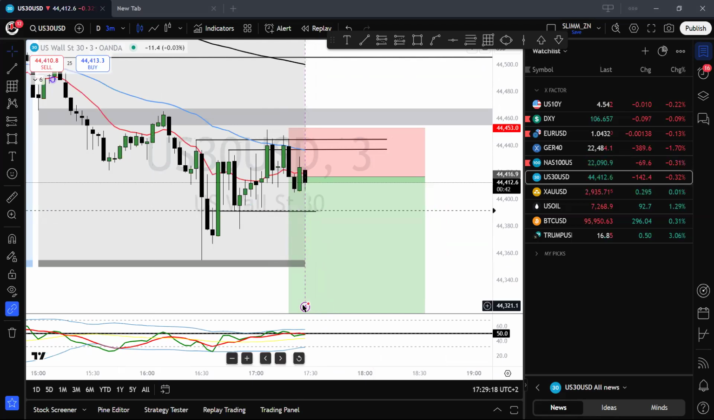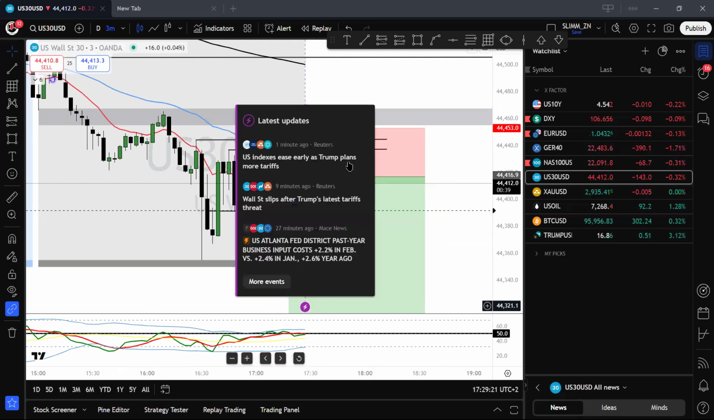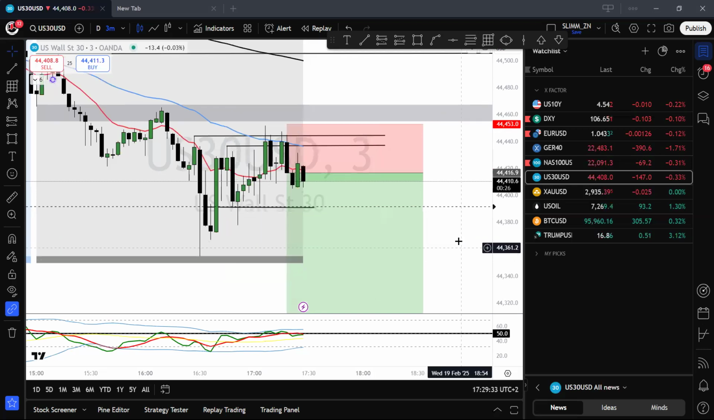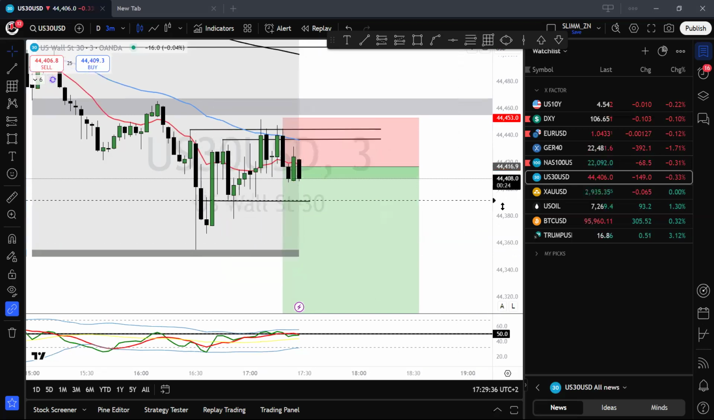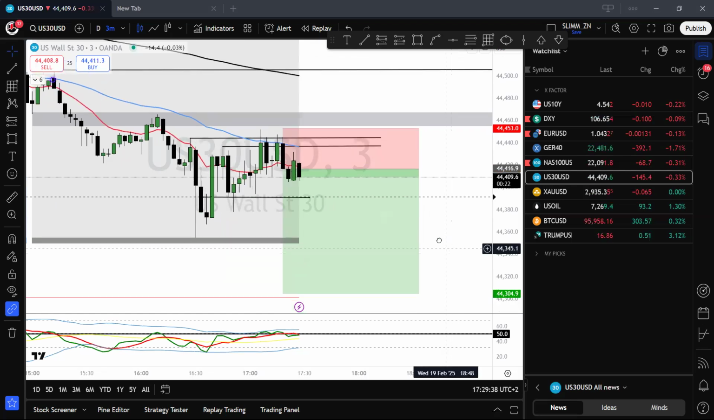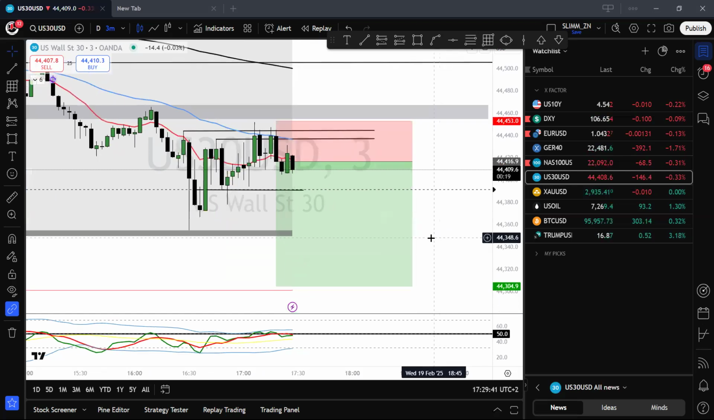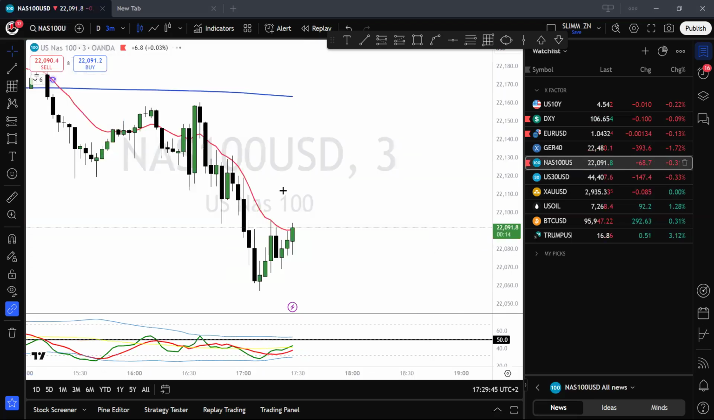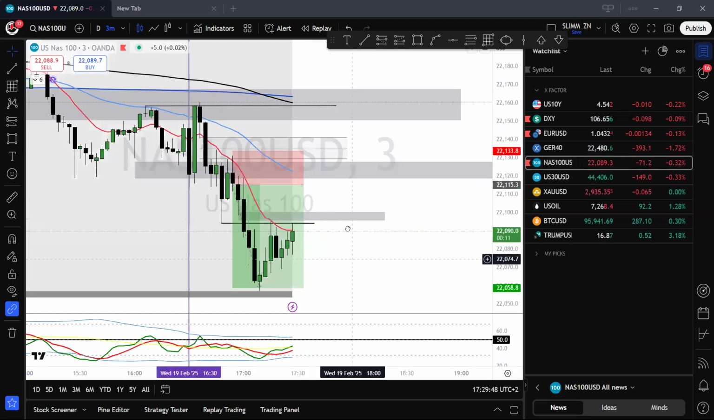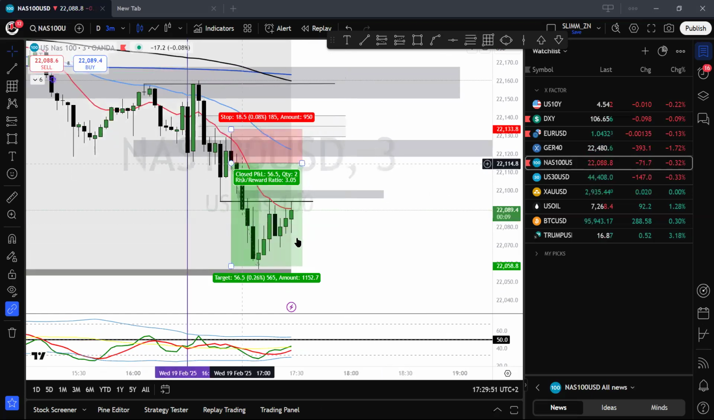Anyways, let's see what news we got going on here. Early as Trump plans more tariffs, latest tariff threats. Okay, I guess it's Trump. Trump be doing Trump things. Okay, I think I'll just hold this setup, guys. This might be my only trade for today, but if Nasdaq gives me a high probability entry again, I'll take the trade. So this would have been a perfect setup. As you can see, 1:3, but we missed it, right?